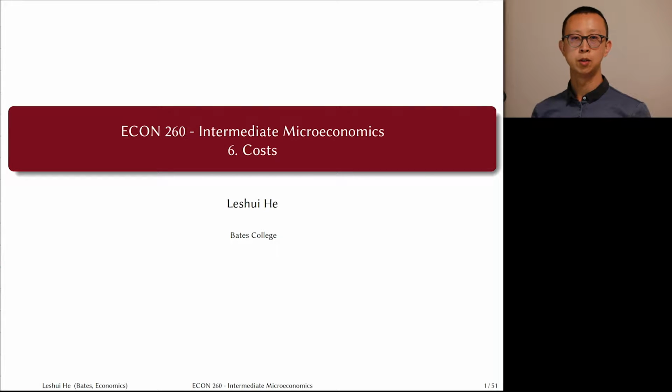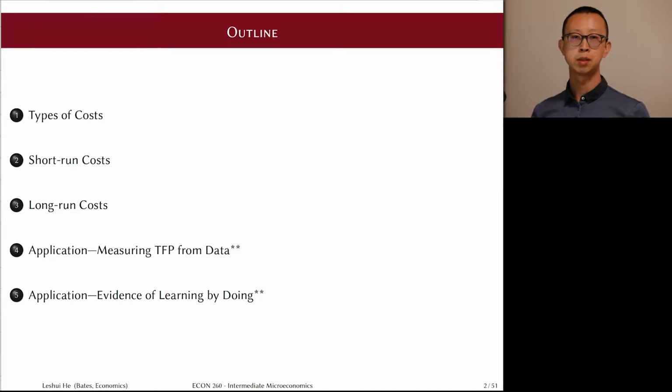Hi, in this video we will discuss the model of costs. Because the model of costs is built on the model of production functions, we will take a similar framework to think through two different scenarios: short-run costs, where one input cannot be adjusted, and the long-run costs, where all inputs can vary.